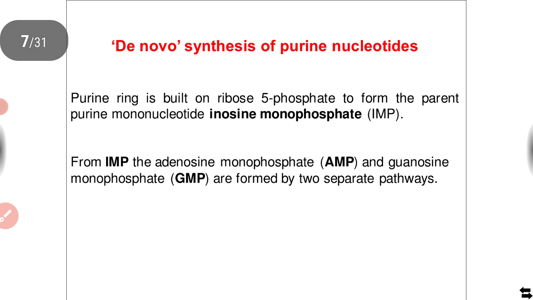In de novo synthesis, the first apparent purine nucleotide is formed, which is inosine monophosphate, and from this inosine monophosphate, adenosine monophosphate and guanosine monophosphate are synthesized by two separate pathways. So which is the purine parent nucleotide? It is inosine monophosphate. In de novo synthesis, inosine monophosphate is first formed, and it is then utilized for the formation of adenosine monophosphate and guanosine monophosphate by two different pathways.